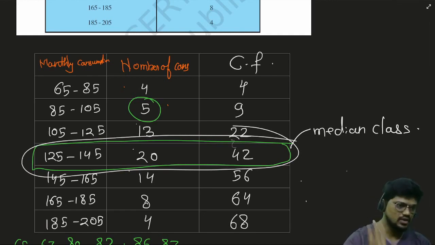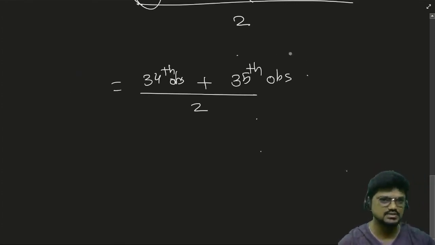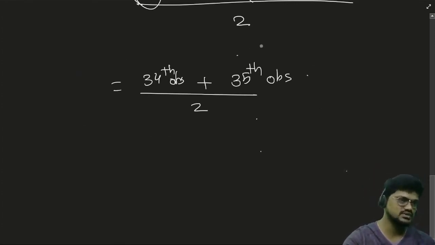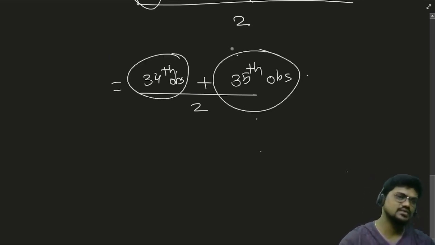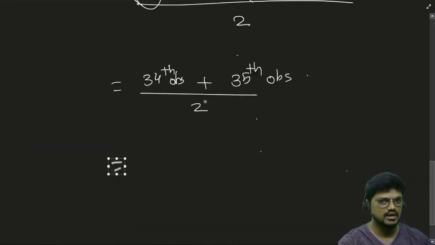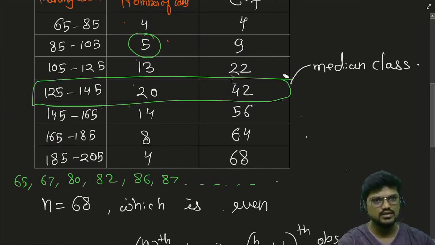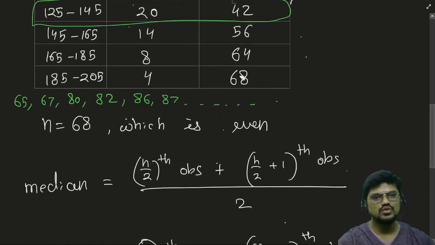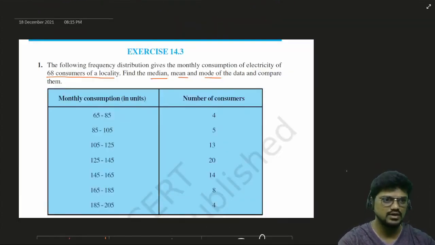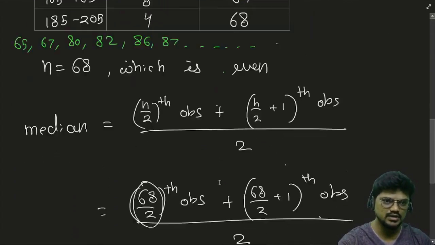Okay. Now we got it that this is your median class, right? Now to find the median, as I have told you, we will not be solving this. We don't know what the 34th or the 35th observation is. What you need to see is where the 34th observation will come and where the 35th observation will come. Both of them will come in this class only. Getting it? Now, to find the median, this is the formula which we'll be using.